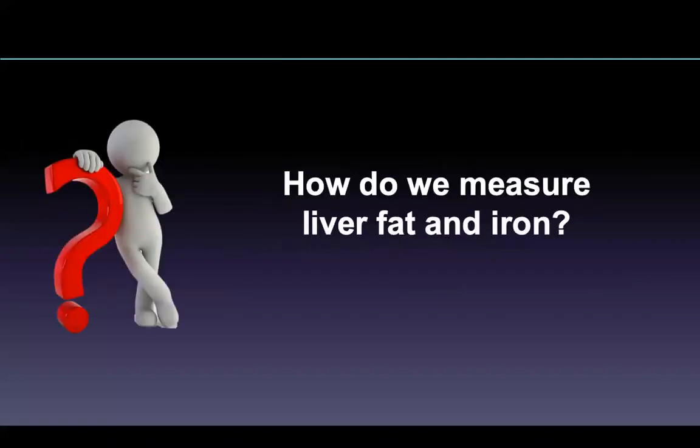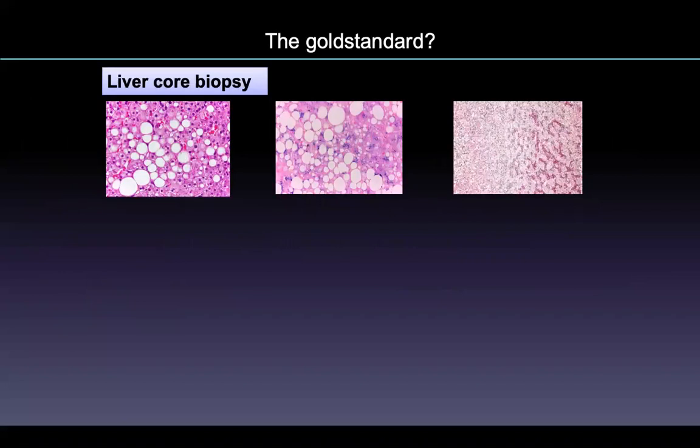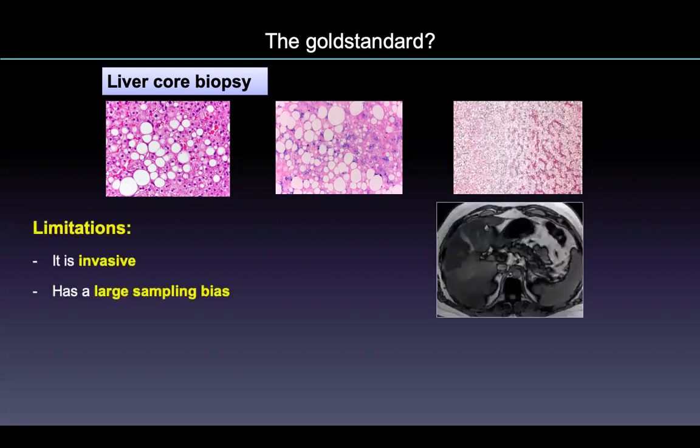Okay, so how do we measure liver fat and iron? Well, the reference standard usually is liver biopsy. In liver histological examination, the pathologist rates hepatic steatosis, iron overload, inflammation, and stages fibrosis using visual scores. However, this gold standard has several limitations.